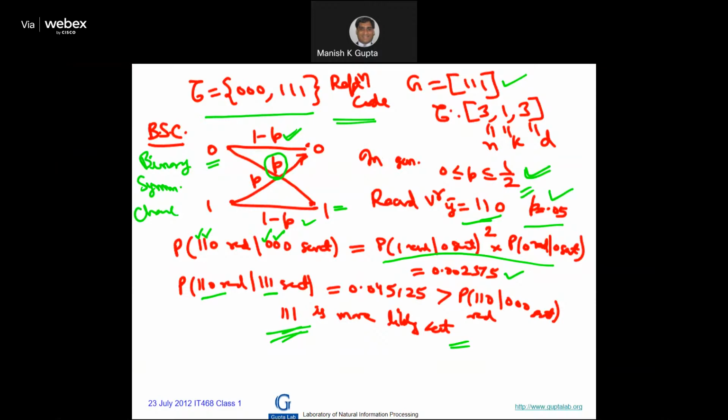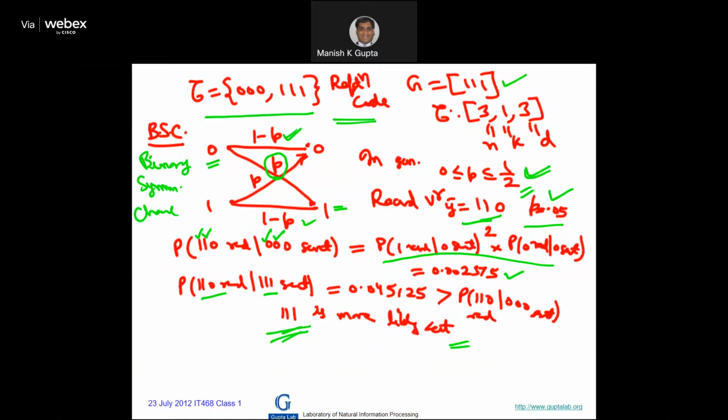Okay. So now suppose the received vector is 1, 1, 0, and probability p is 0.05. Just an example. So now I can calculate this probability. 1, 1, 0 is received and 0, 0, 0 is sent. What is the probability of this scenario?